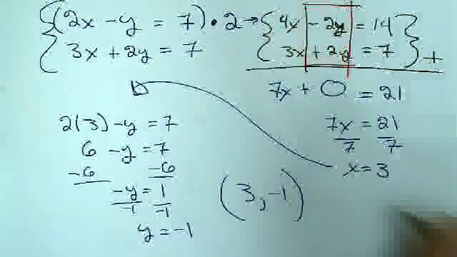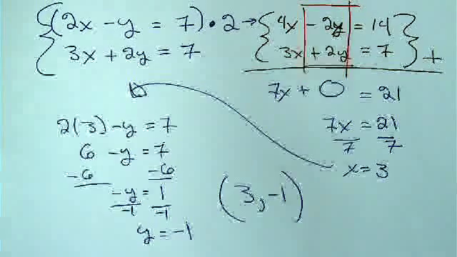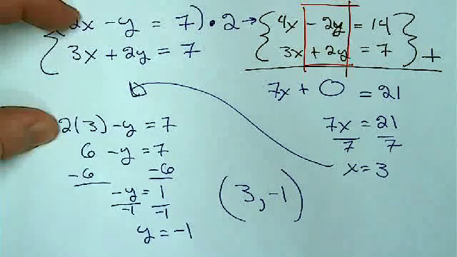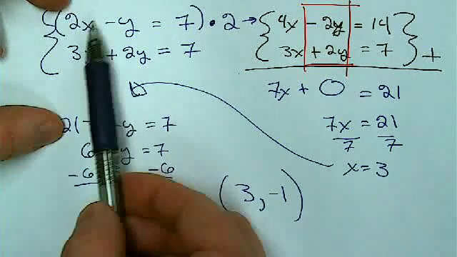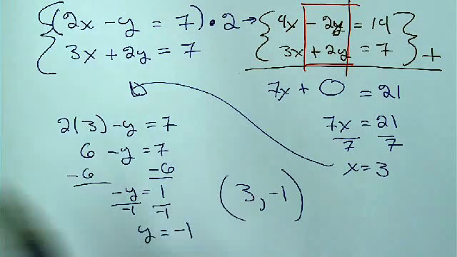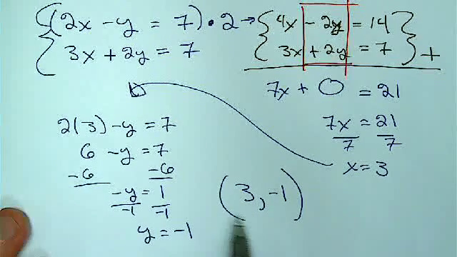What problem is this? Is it still the same problem? Yep. Oh, you're checking it. Nope. I have not checked my work yet. Slow down, one thing at a time. I can check it if I can graph it and see if they intersect at 3, negative 1. That is one way to check it.